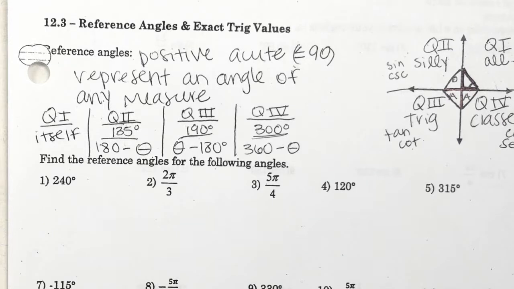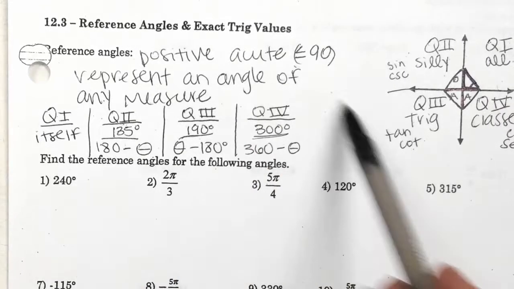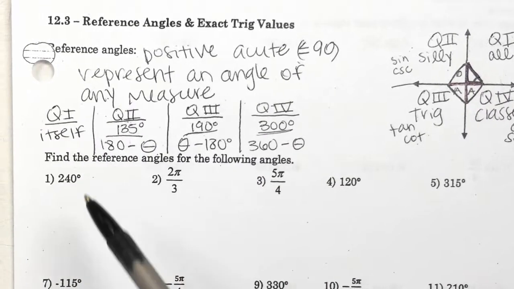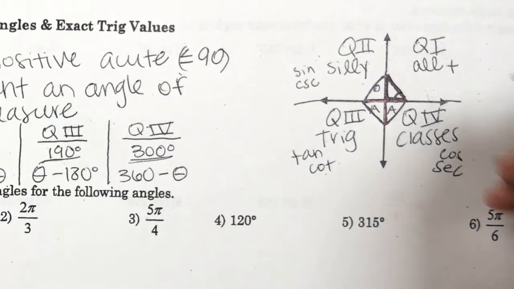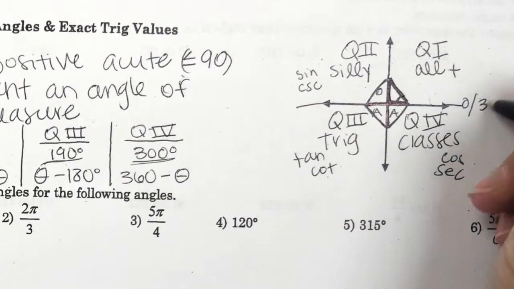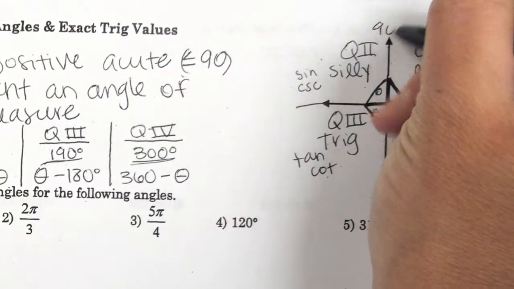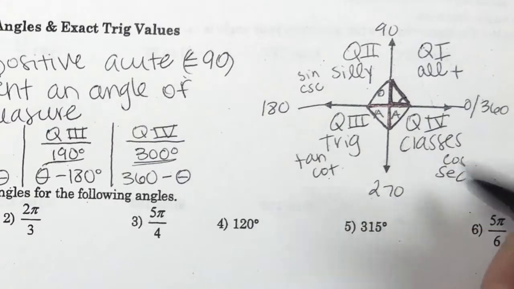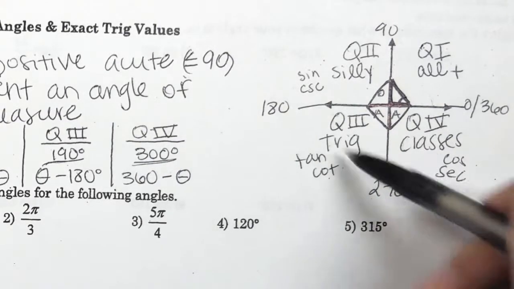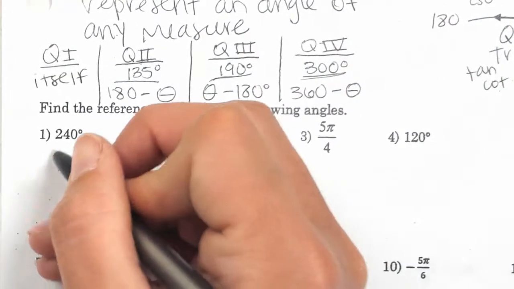Alright, so for 1 through 12, we're not getting anything too heavy right now. We're just finding the reference angles. So we're going to be using these formulas, okay? So for this first one, 240, what quadrant is 240 in? Good. And do I need to label these again? This is 0 what? 270. So where would 240 be? In between this, right? So put Q3 up under it.